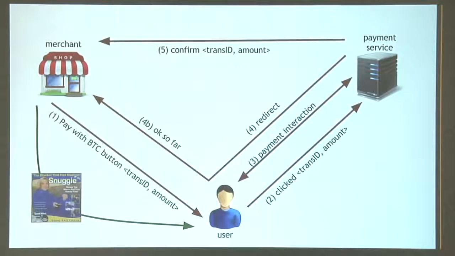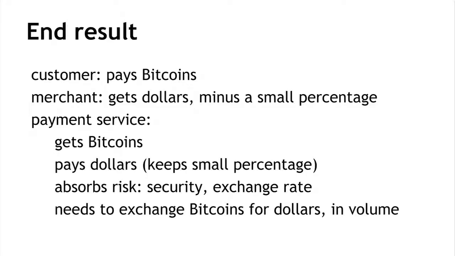And now the final step is the one in which the payment service actually gives money to the merchant. Okay, so the end result of this whole process is the following: the customer pays some number of Bitcoins, and the merchant gets dollars. That's what the merchant wanted. They wanted to sell that item for a particular number of dollars, or whatever their local fiat currency is. The merchant gets the number of dollars they asked for minus a small percentage. The payment service is going to take a small percentage as a fee, maybe a couple of percent.